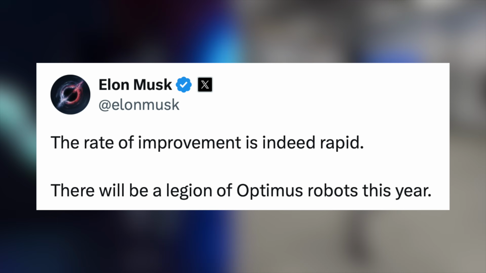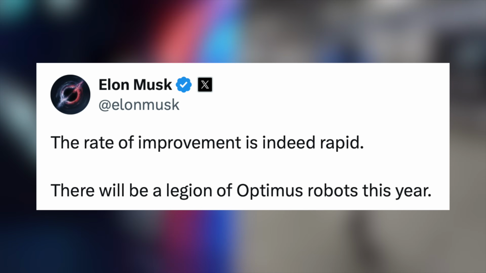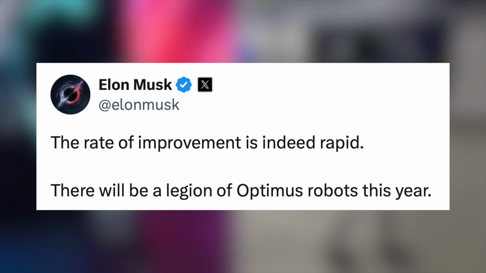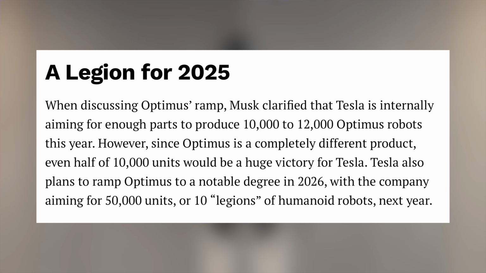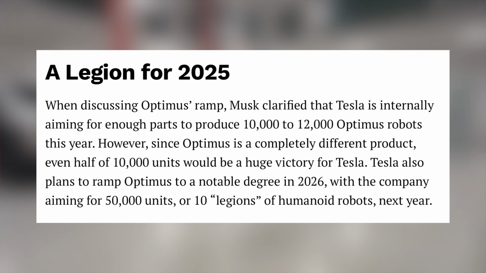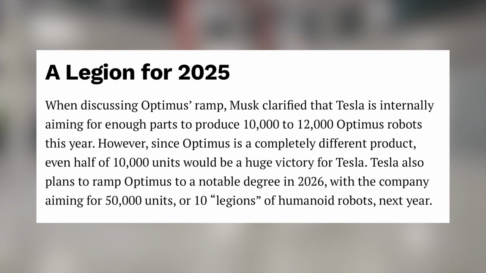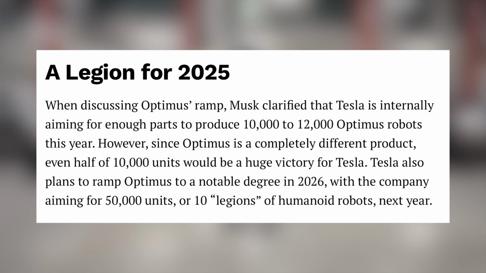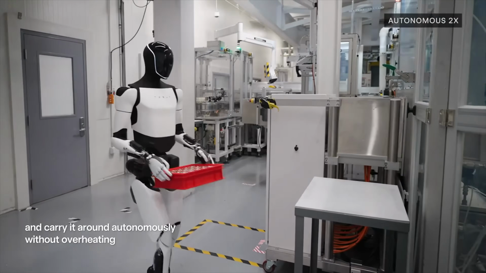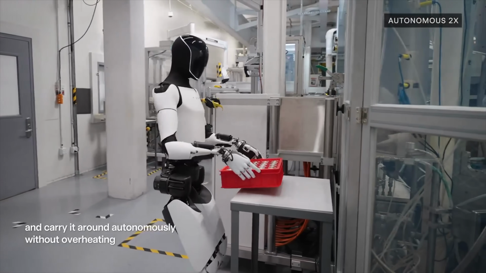Elon Musk said the rate of improvement is indeed rapid. There will be a legion of Optimus robots this year. Per usual, that remains to be seen, and a legion does indicate quite a number of Optimus robots, but we know that they are scaling up production at their Fremont factory, and they plan to have at least a few thousand of them in their factories working this year. Keeping those robots internal allows Tesla to definitely make a legion of these, even if they're not entirely useful yet. But it's something that takes real-world training, and they'll be able to do that on their own products.